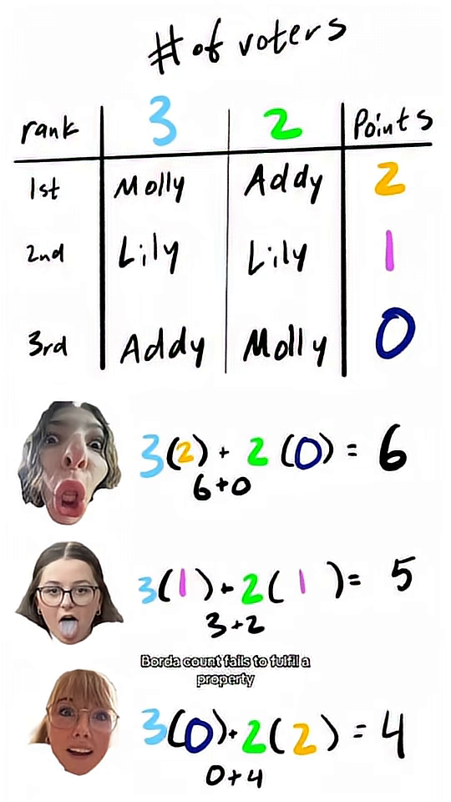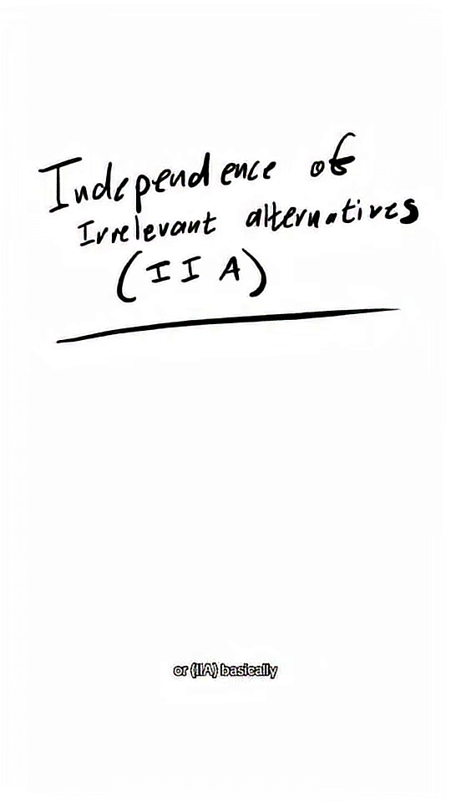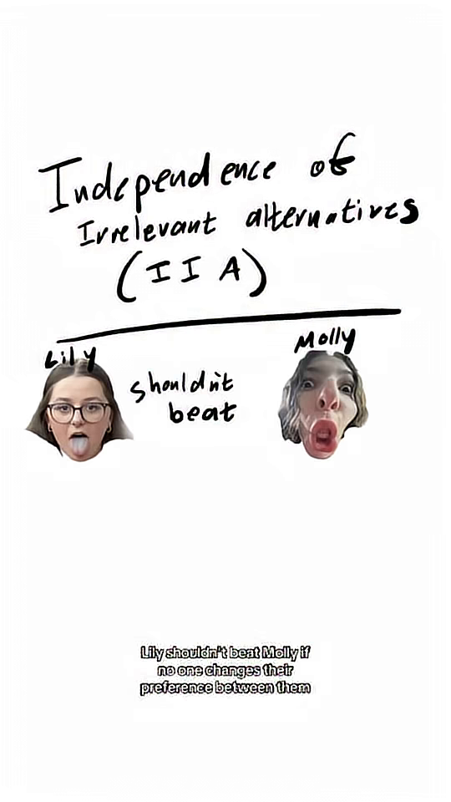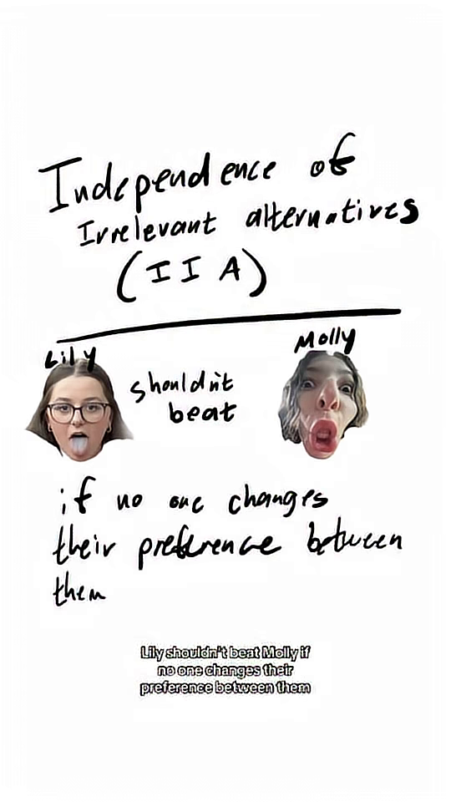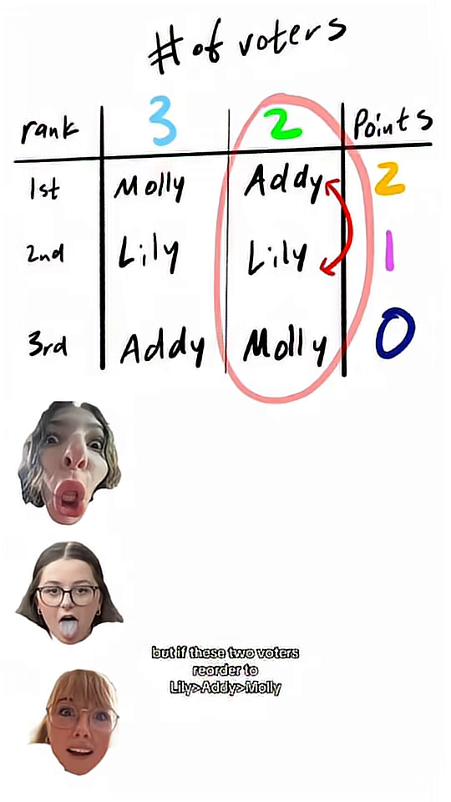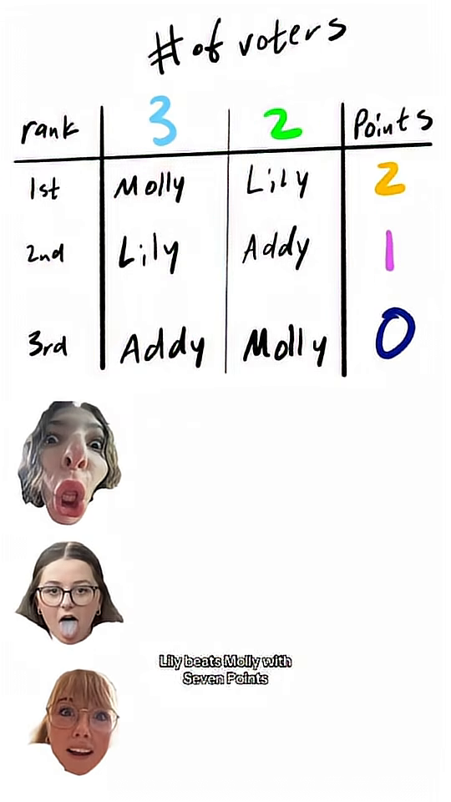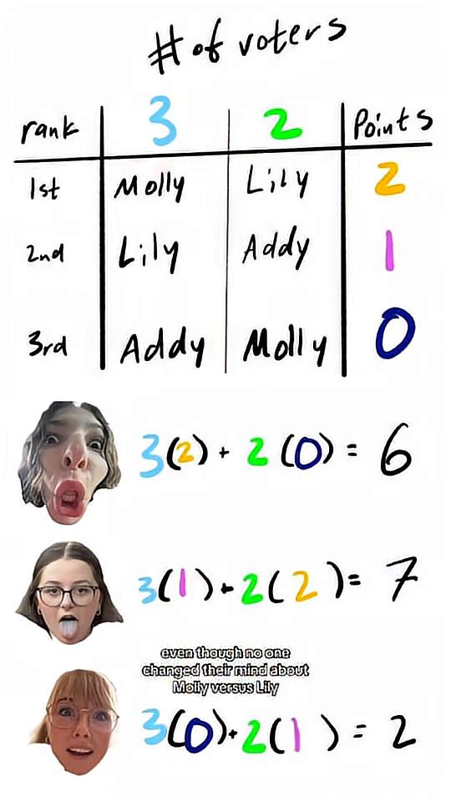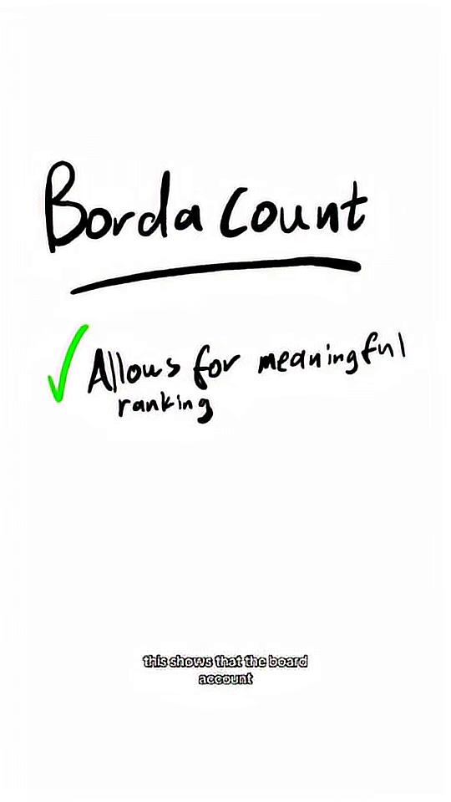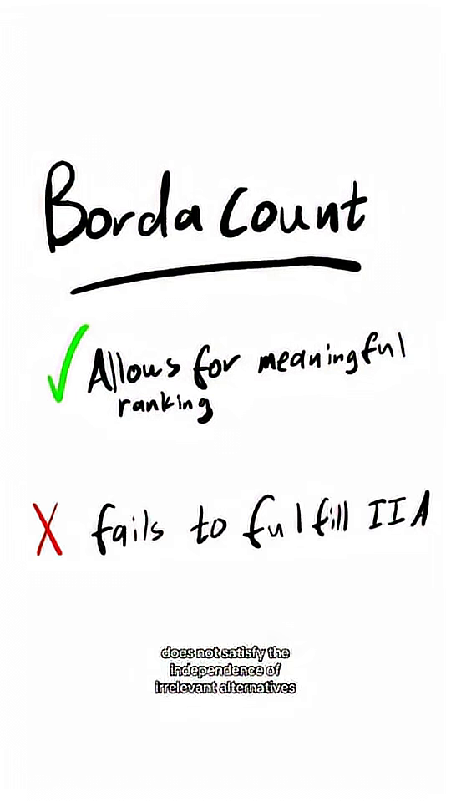Seems fair, but Borda count fails to fulfill a property known as independence of irrelevant alternatives, or IIA. Basically, Lily shouldn't beat Molly if no one changes their preference between them. But if these 2 voters reorder to Lily, Addie, Molly, Lily beats Molly with 7 points, even though no one changed their mind about Molly versus Lily. This shows that the Borda count does not satisfy the independence of irrelevant alternatives.